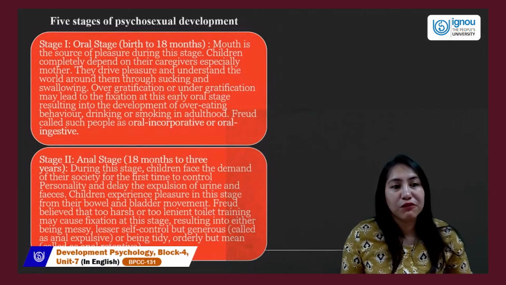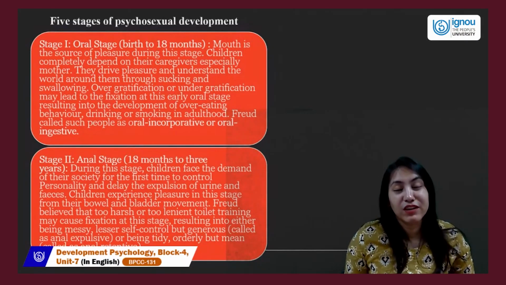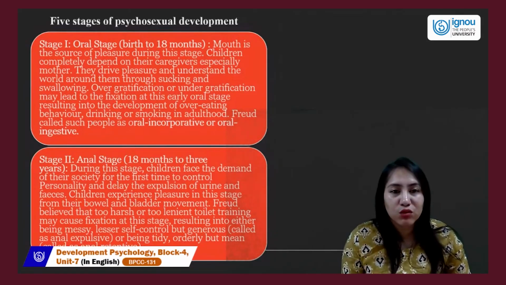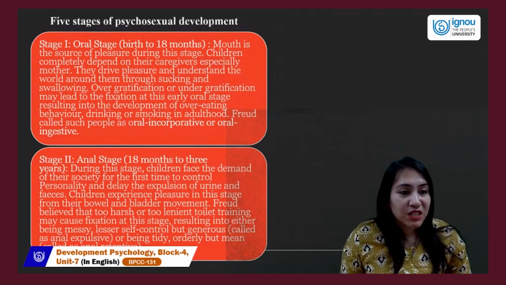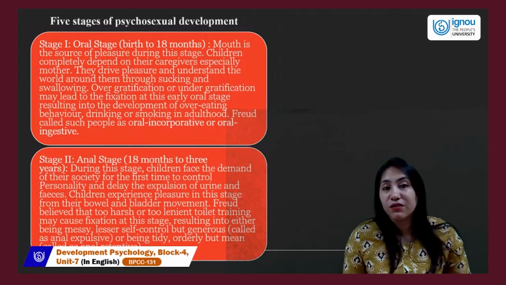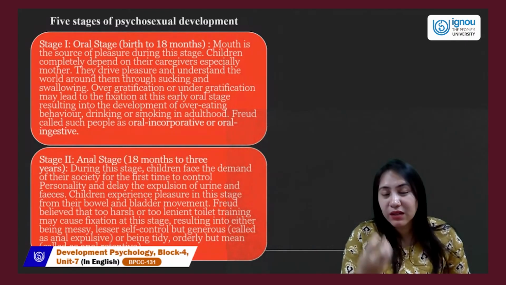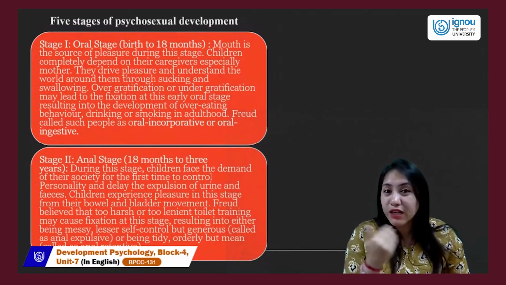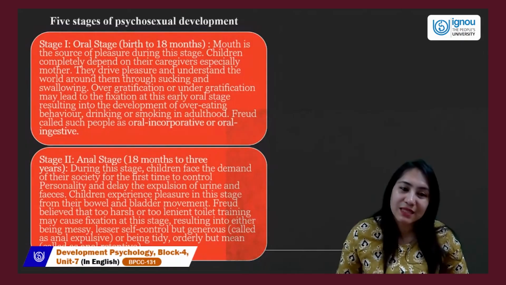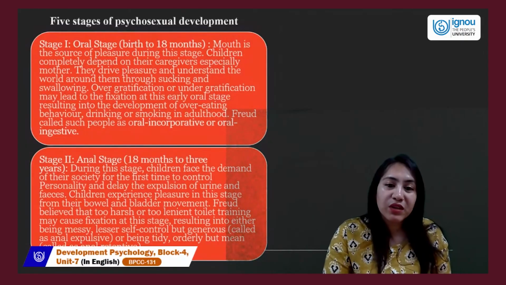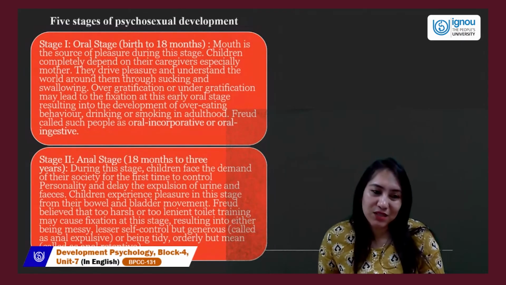People who are fixated and over-gratified, who are taken care of too much, eat a lot. Obesity could be a concern. They are overeating. Also, people who are underfed, where suckling, feeding and weaning off were not done properly, may have addiction to alcohol, drugs, smoking, etc. They are known as oral incorporative and oral ingestive, respectively.